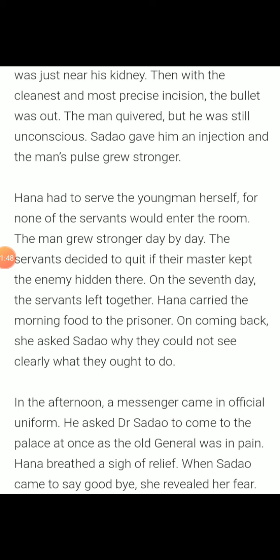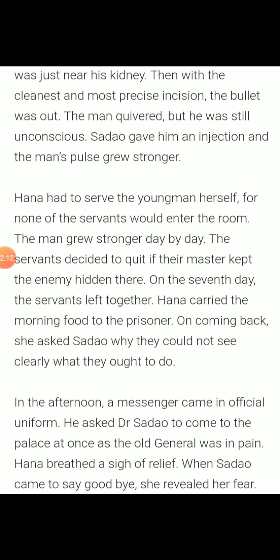Then, with the cleanest and most precise incision, the bullet was out. The man quivered, but he was still unconscious. Sadao gave him an injection, and the man's pulse grew stronger. Hana had to serve the young man herself, for none of the servants would enter the room.